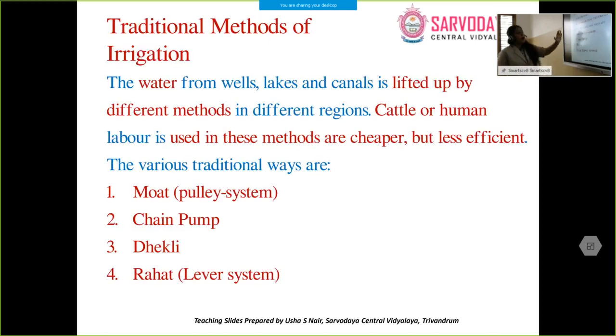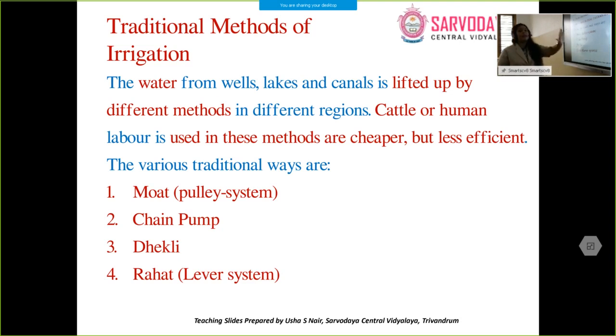Here, I just mentioned what the sources of irrigation are. The water from the wells, lakes and canals is lifted by different methods in different regions. So when they're watering the crops, from the wells, lakes or canals, it differs in different regions. Cattle or human labor is used in such methods because they are much cheaper but less efficient. It becomes slower when you use animals and human labor.